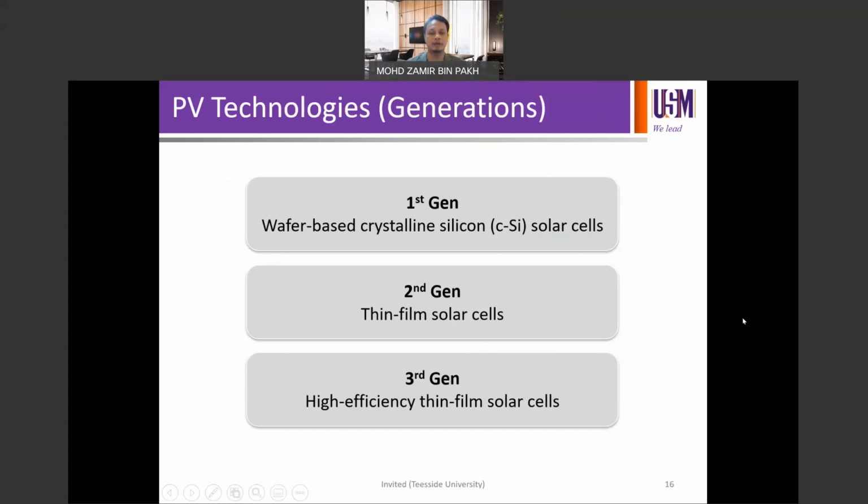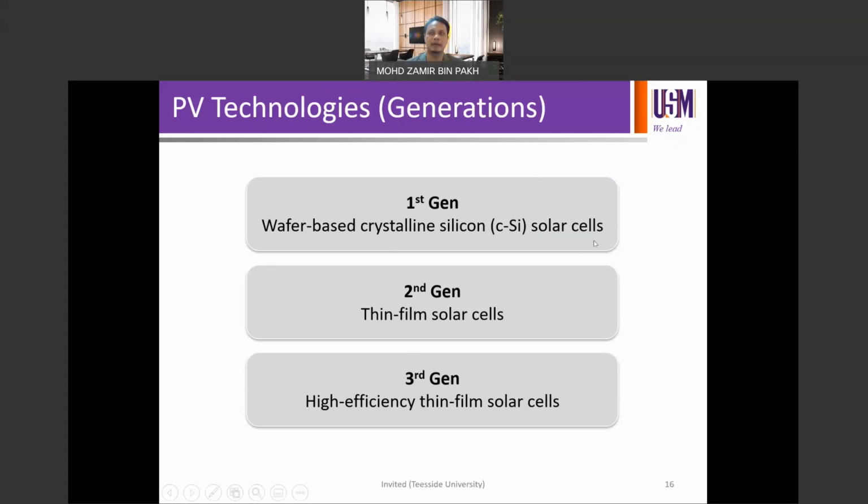When we talk about PV technologies that we have now in the research phase and also in the market, they can be divided into three different technologies. The first one is called first gen. First gen is made of wafer-based crystalline silicon solar cells.